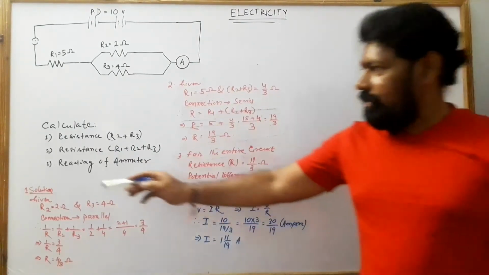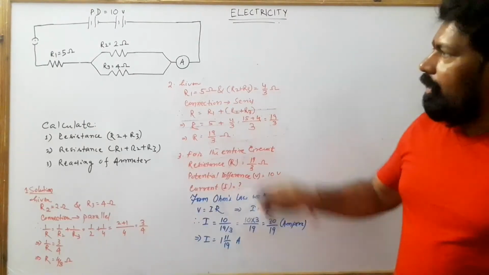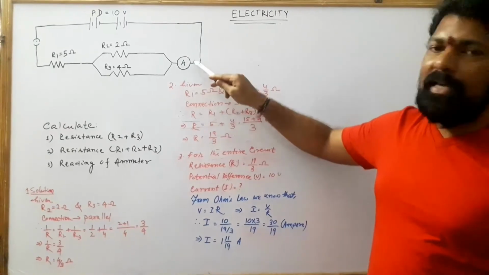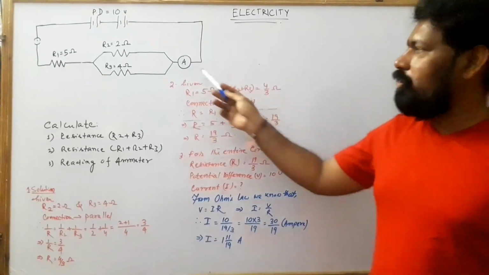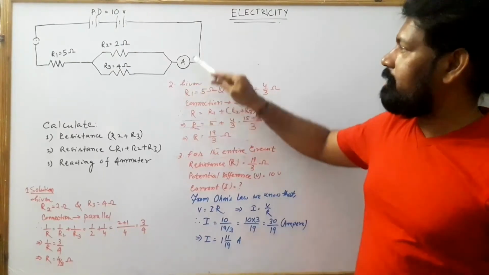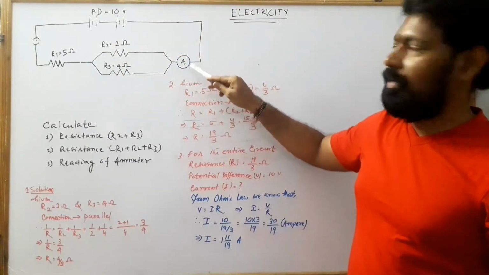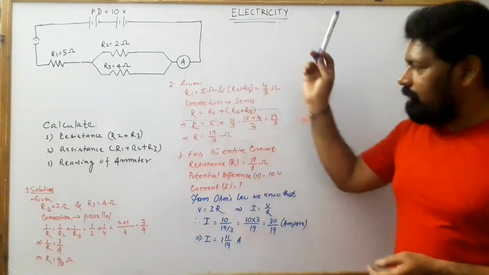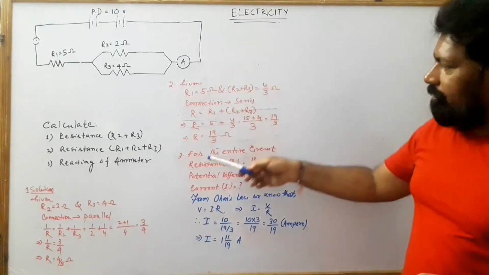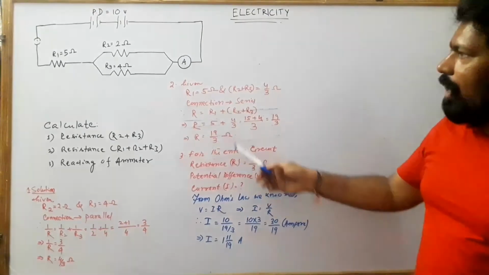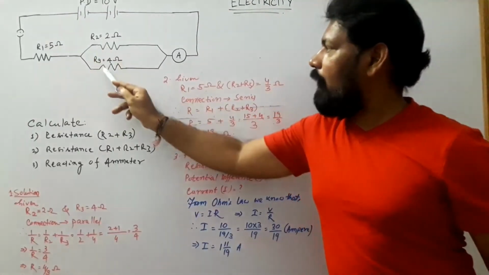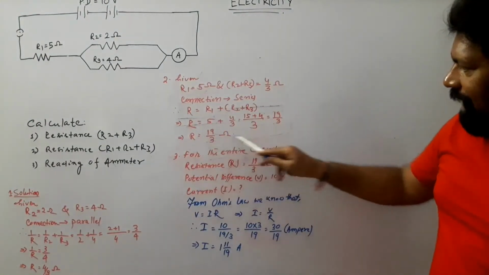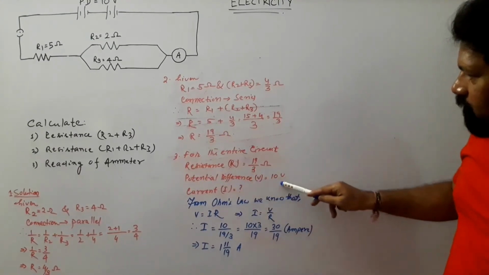And now our third question is the reading of the ammeter. Look at the circuit, A is here. So A is the ammeter and it is going to measure the current in the entire circuit. To know that, for the entire circuit the resistance is R. There are three resistors, R1, R2, R3, and together we got 19 by 3 ohms. So for the entire circuit, the potential difference is 10 volts.